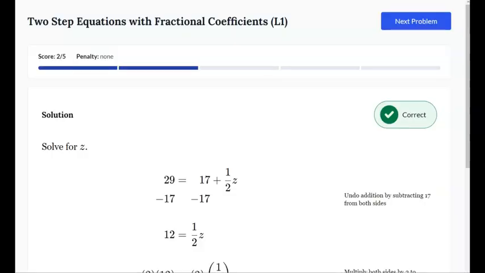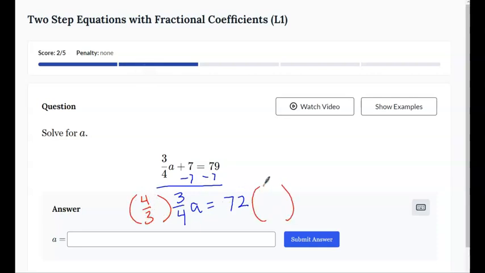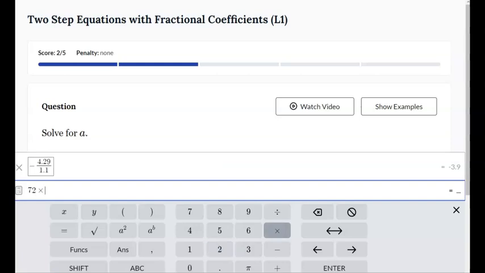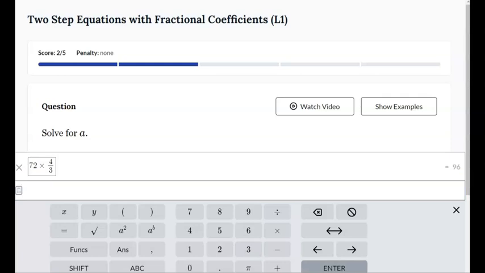Let's try this one more time. Again, we clear the constant first. And then when you have a fraction as a coefficient, you multiply both sides by the reciprocal, or the flip of the fraction. That will isolate our a, and now we just have to multiply 72 times 4/3. I'm going to use the calculator. 72 times the fraction 4/3. That gives us 96.